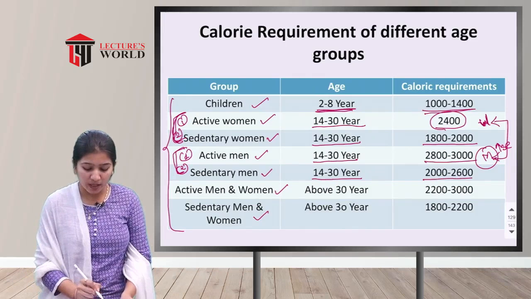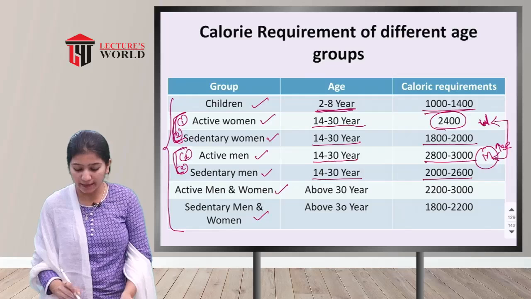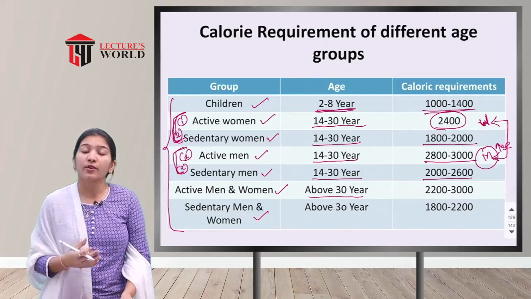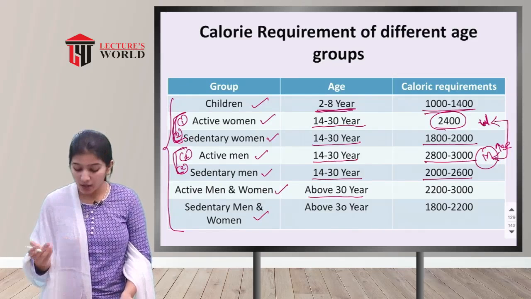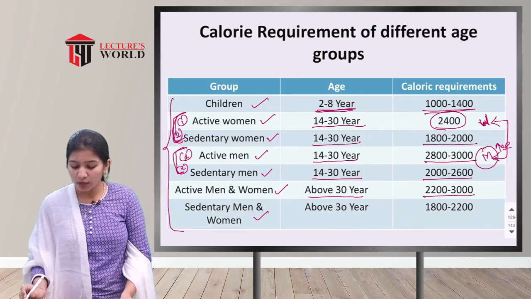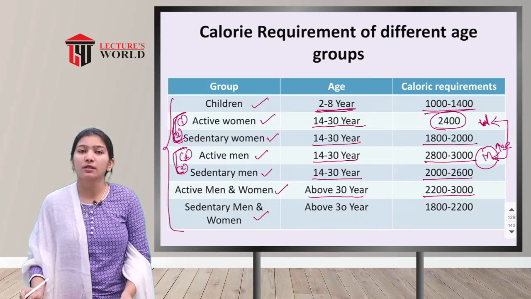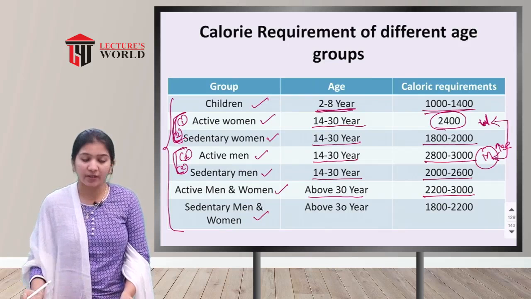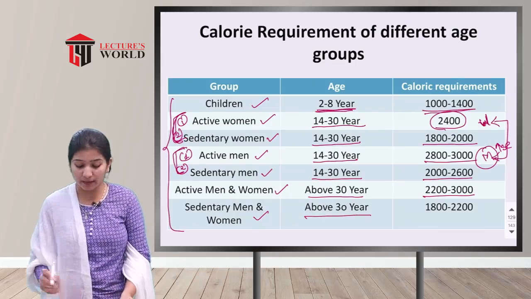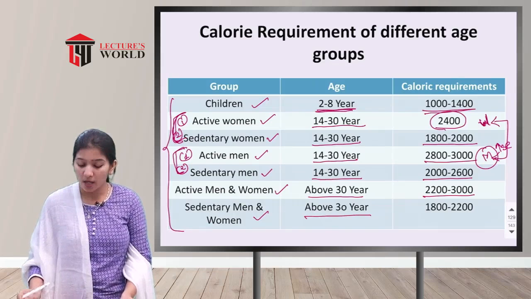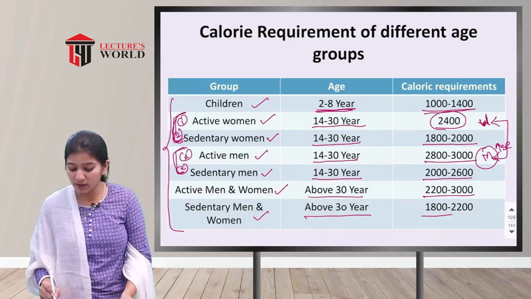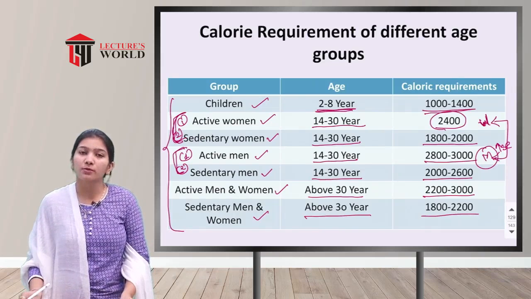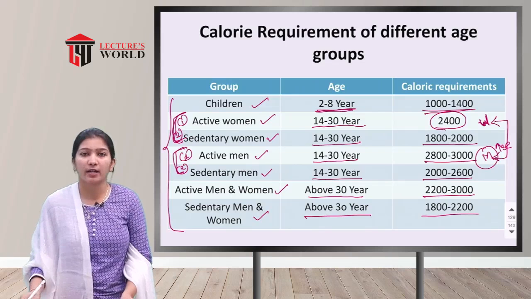Next is active men and women above 30 years. Women and men above 30 years should consume 2200 to 3000 kilocalorie in their day-to-day life. And the last one is the sedentary men and women. Those above 30 years and living a sedentary lifestyle should consume 1800 to 2200 kilocalorie in their day-to-day life.